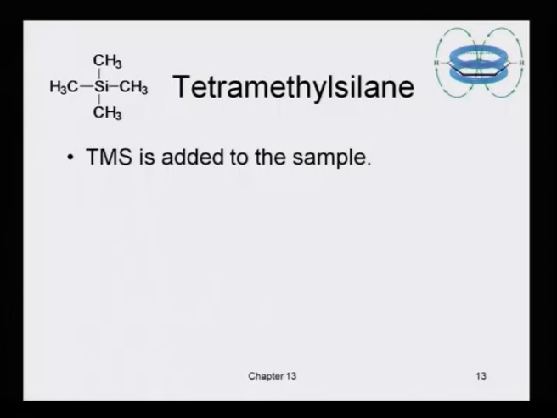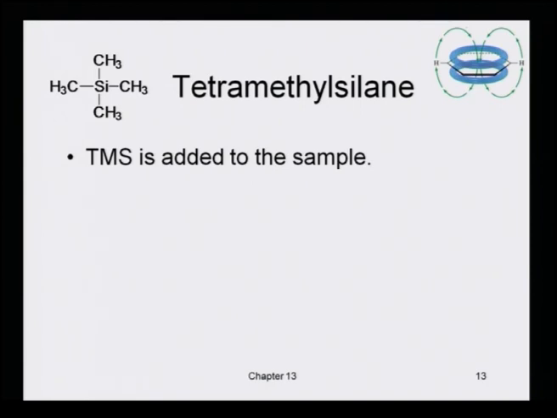Now, tetramethylsilane is one compound which is taken as the 0 end of a scale, because we need to scale it up. We need to have a scale against which all the protons will be measured. So, the 0 pointing part is the tetramethylsilane. TMS is added to the sample.